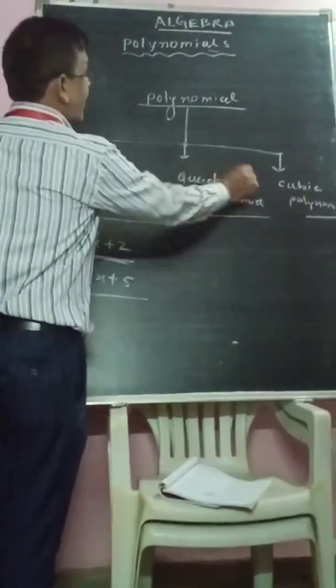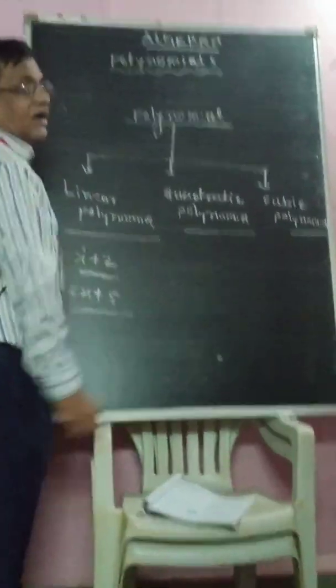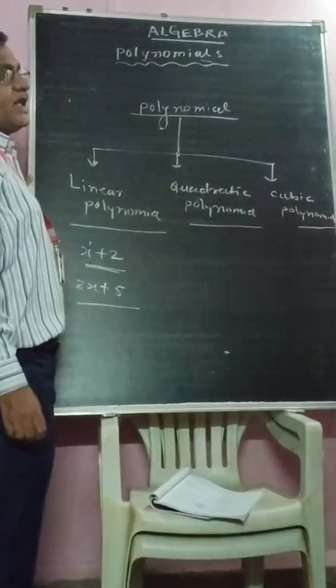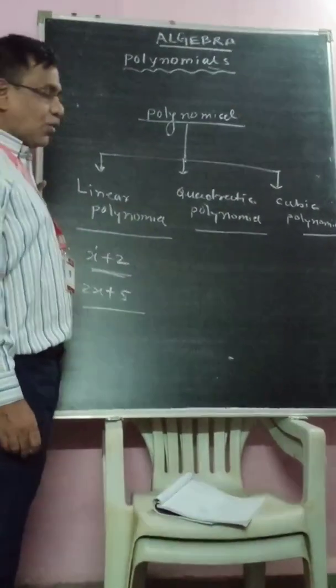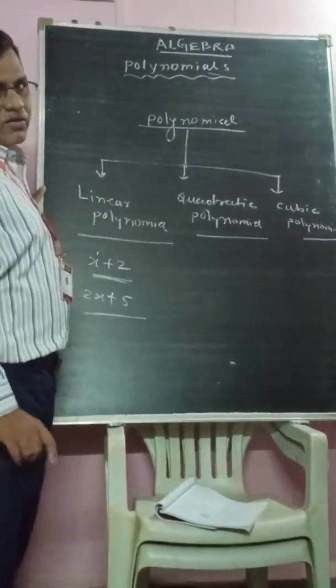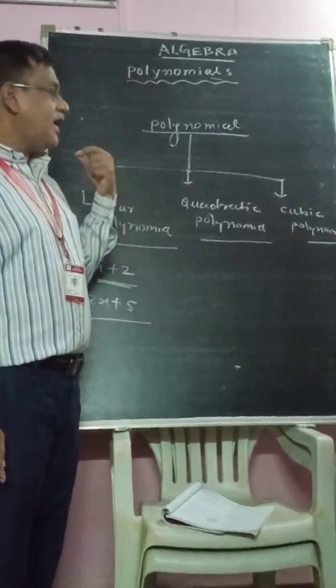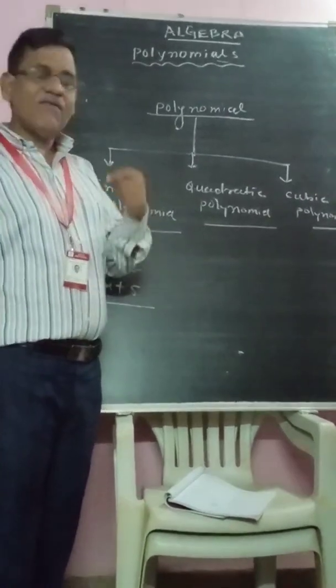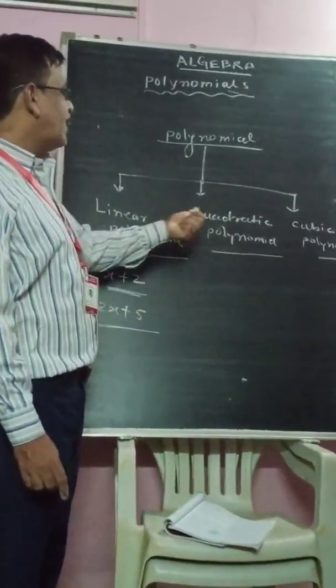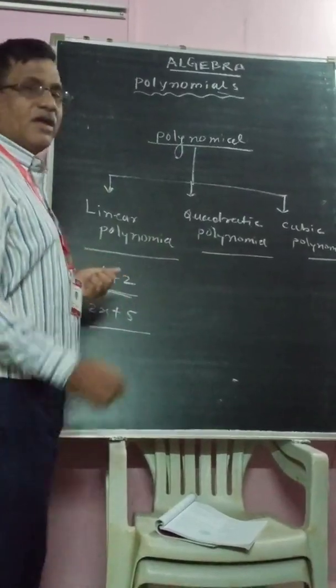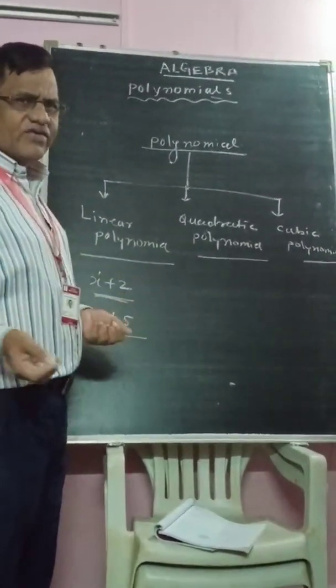Now the second, quadratic polynomial. The polynomial in which the degree is 2 is called quadratic. Quadra means 2. If the polynomial has degree 2, then it is called a quadratic polynomial. This we already know from quadratic equations.